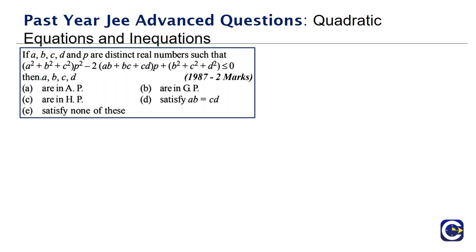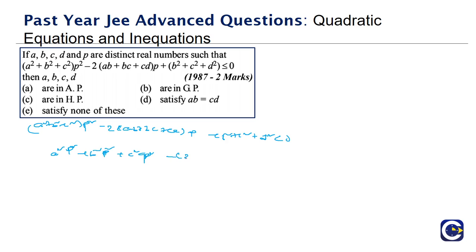Which of the following options are correct? (a² + b² + c²)p² − 2(ab + bc + ca)p + (b² + c² + d²) ≤ 0. So if you substitute, a²p² + b²p² + c²p² − 2abp + 2bcp + 2cdp + b² + c² + d² is less than or equal to 0.